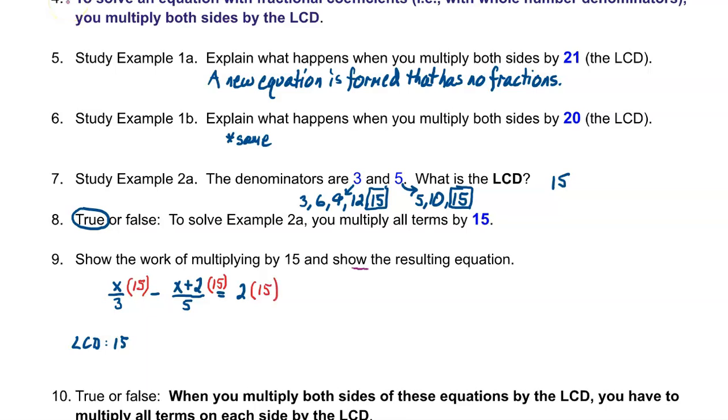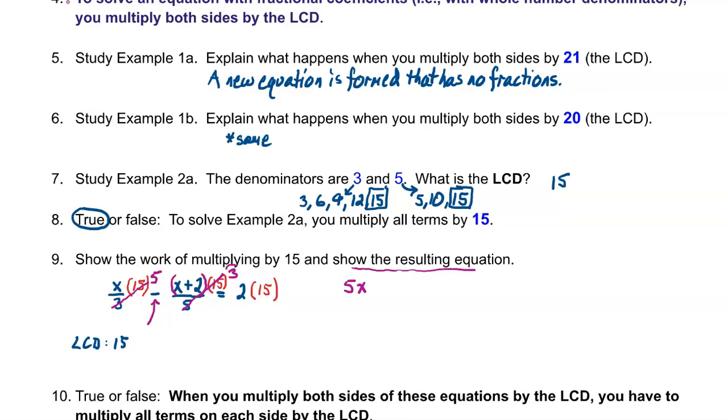Now we're supposed to show the resulting equation. 3 and 15 cross cancel to a 5, and so we're really going x times 5, which is 5x. Now the next term, the 5 and the 15 cancel to just a 3. So we're going to take that x plus 2 and multiply it to 3 using the distributive property, and don't lose sight of the fact that there's a minus right here.